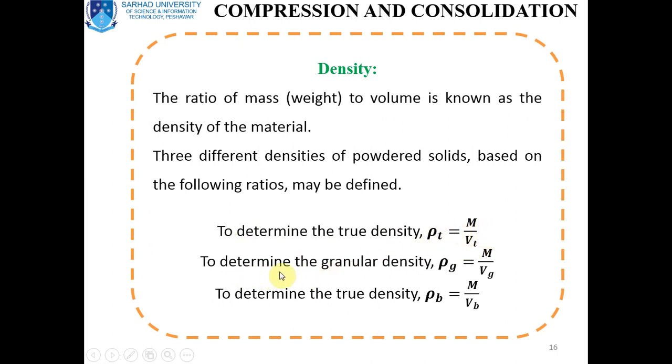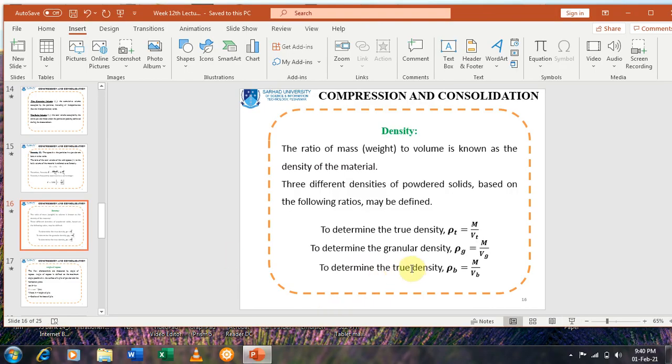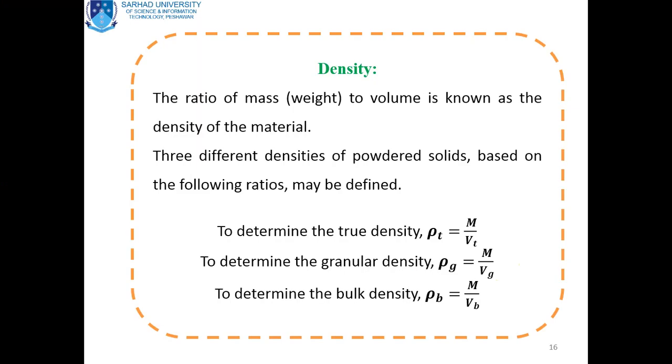If we want to determine the granular density, then we have to divide the mass by the granular volume. Similarly, in the case of bulk density, we have to divide the mass by the bulk volume.